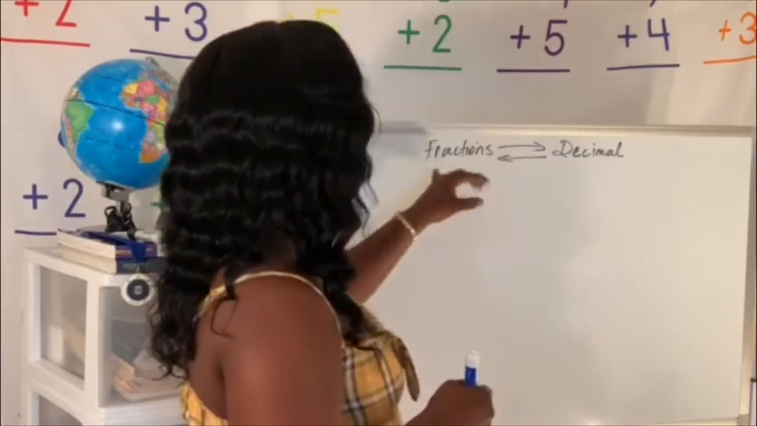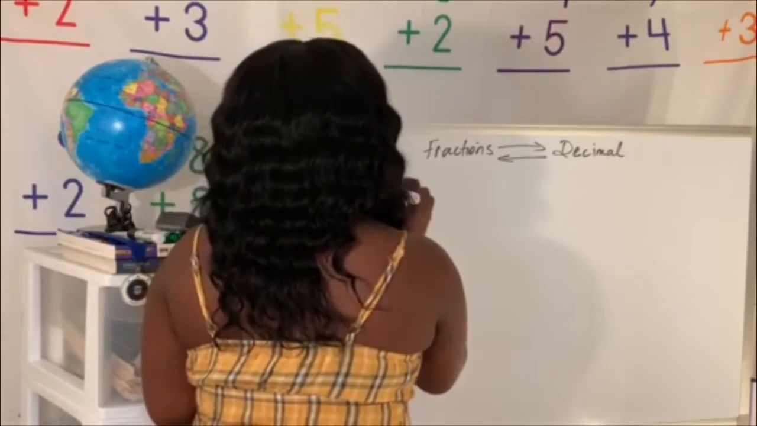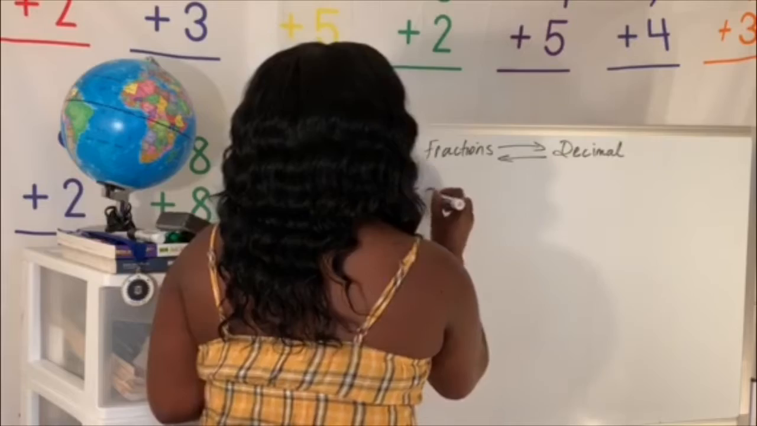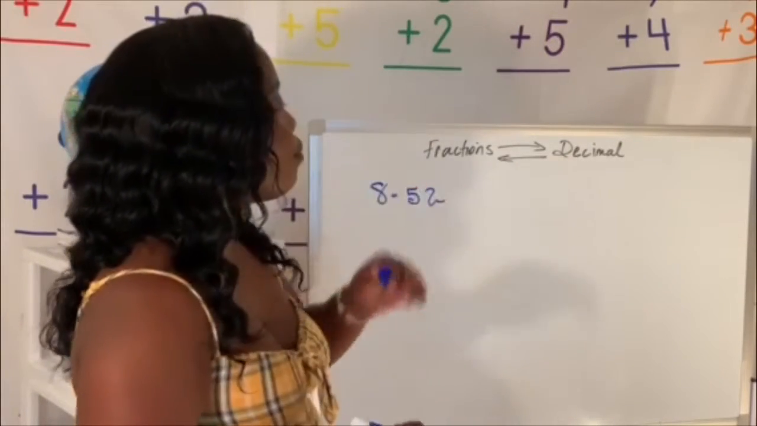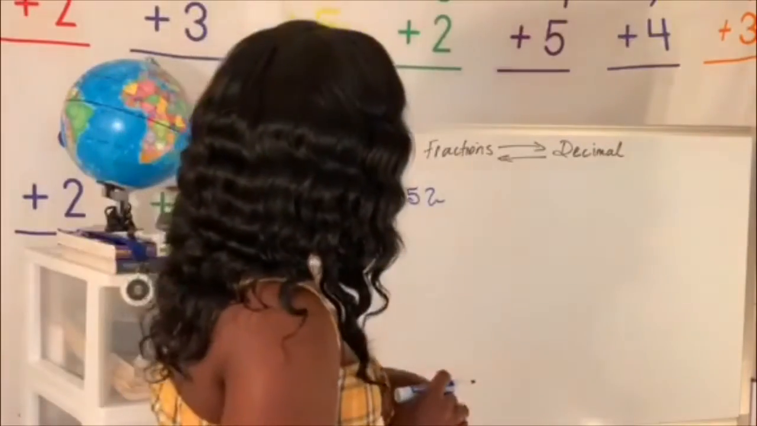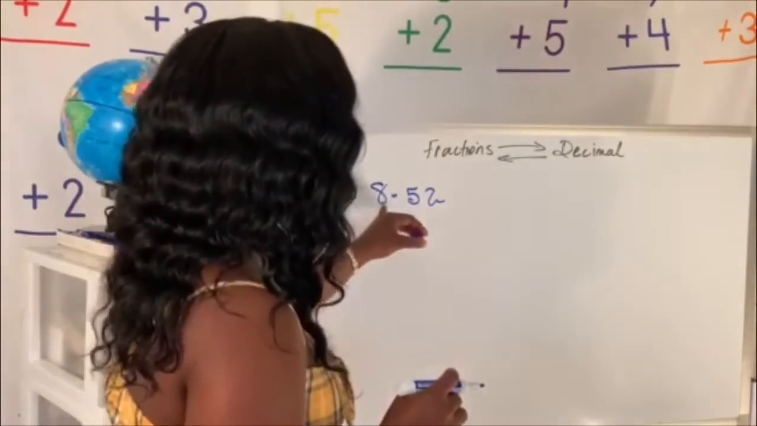Doing decimal now back to a fraction. So say, for example, we had this decimal, 8.52, and we're told that we need to convert 8.52 back to a fraction. How would we do this?